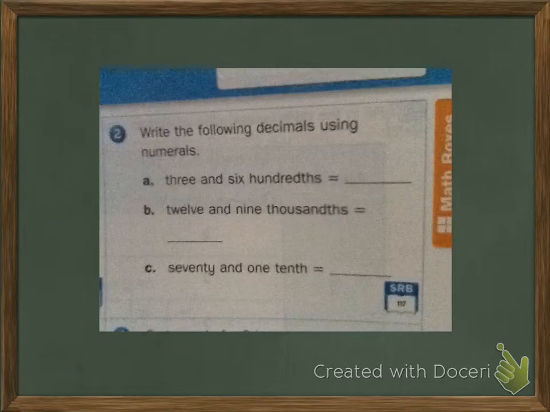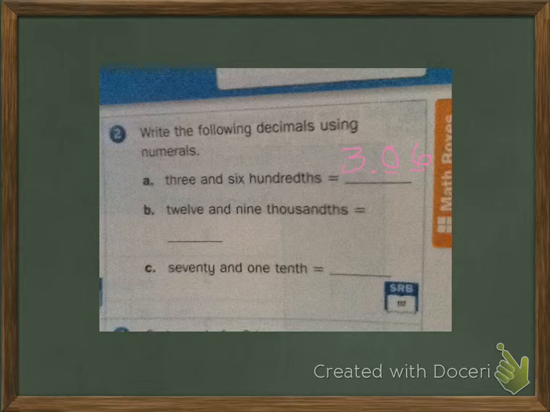Number 2 says write the following decimals using numerals. So 3 and 600ths. So we know "and" is our decimal point. 600ths, which means here's the tenths, here's the hundredths, we have 6. Since this is blank, we put a 0.